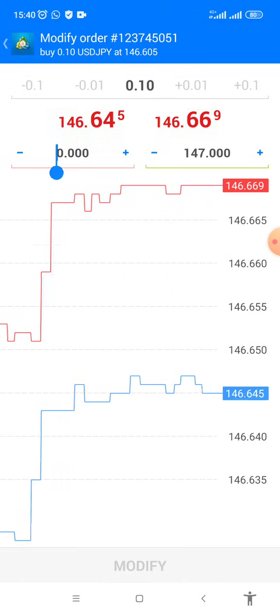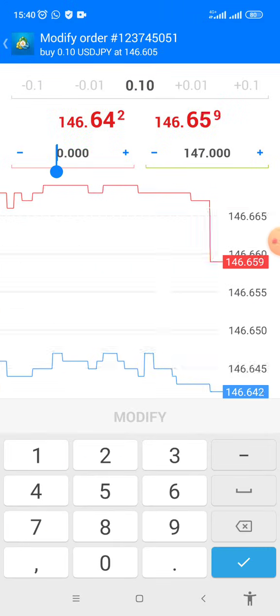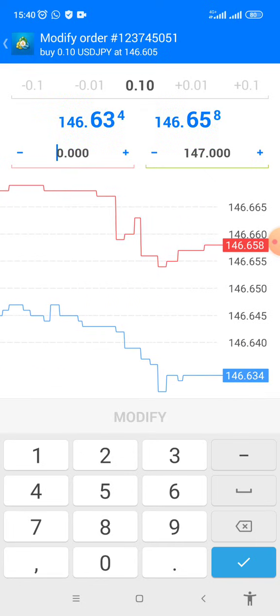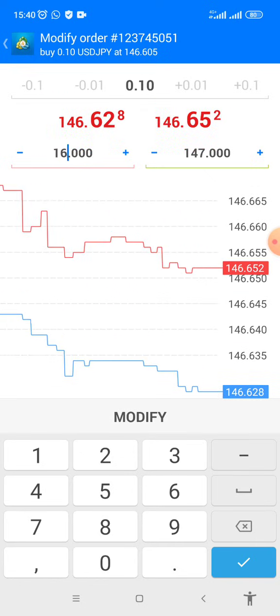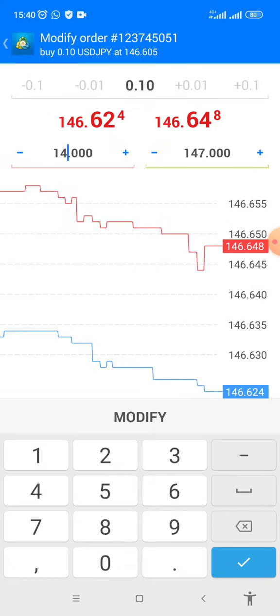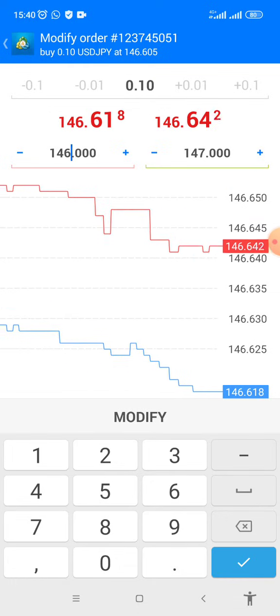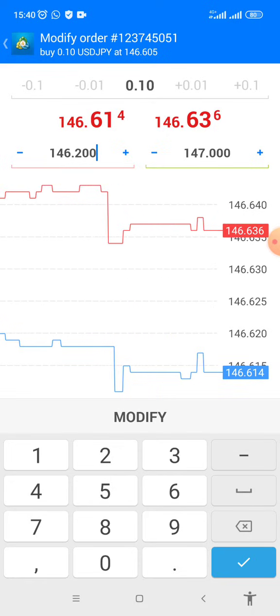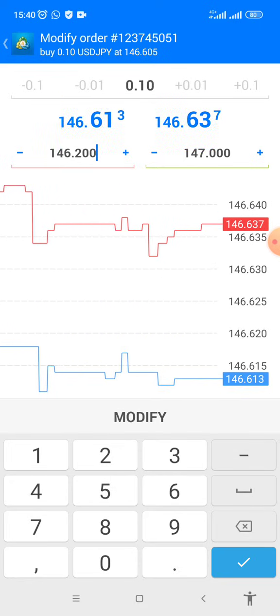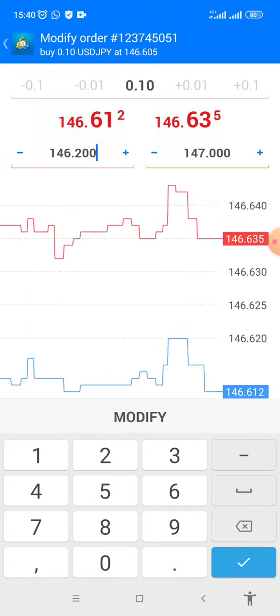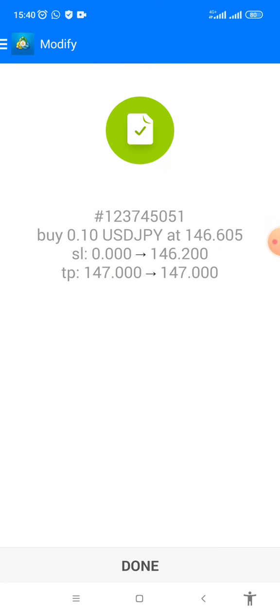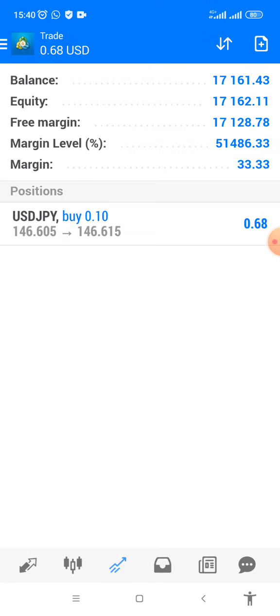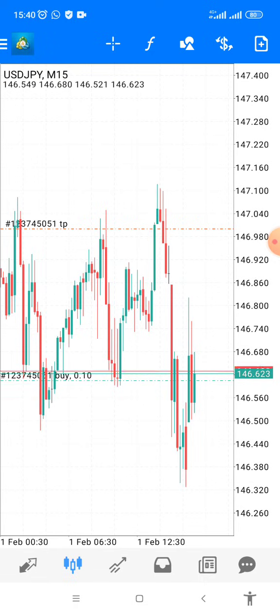So you tap here. Then it pops up for you to type in the numbers. Then you type 146.200. Then you click on modify, which is also in the middle there. You click on modify. Now your trade is fully set. When you go back to the chart, your take profit is up there. What of your stop loss? You can't see your stop loss, right?